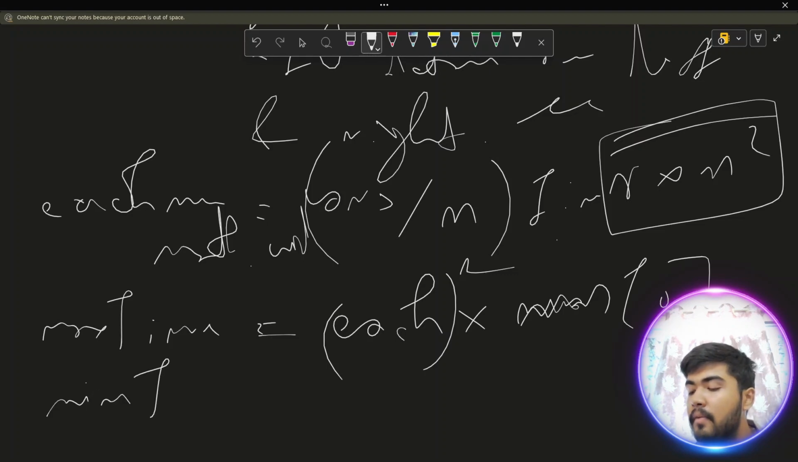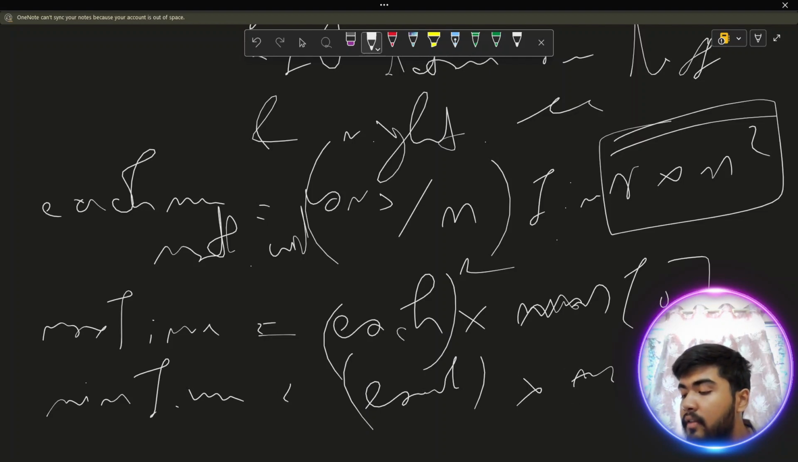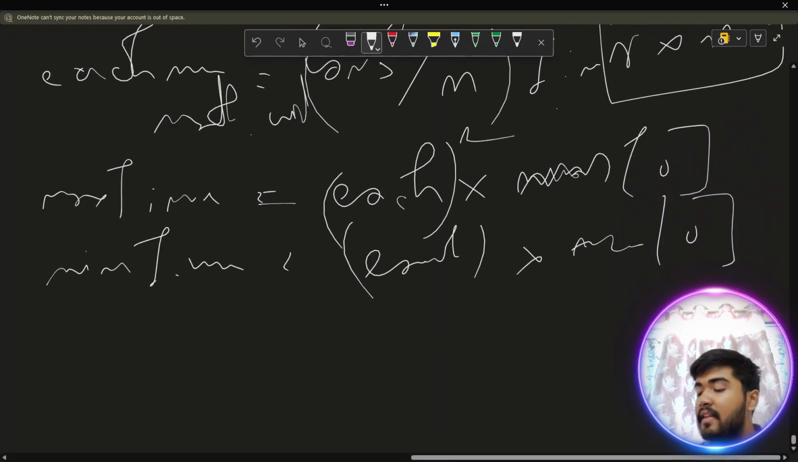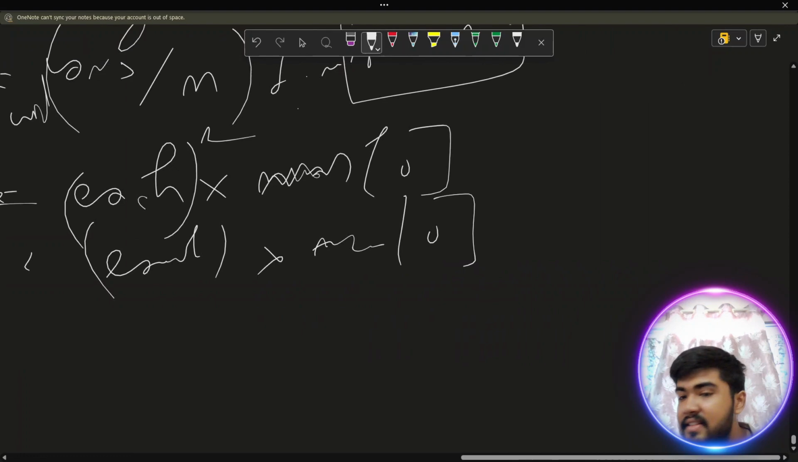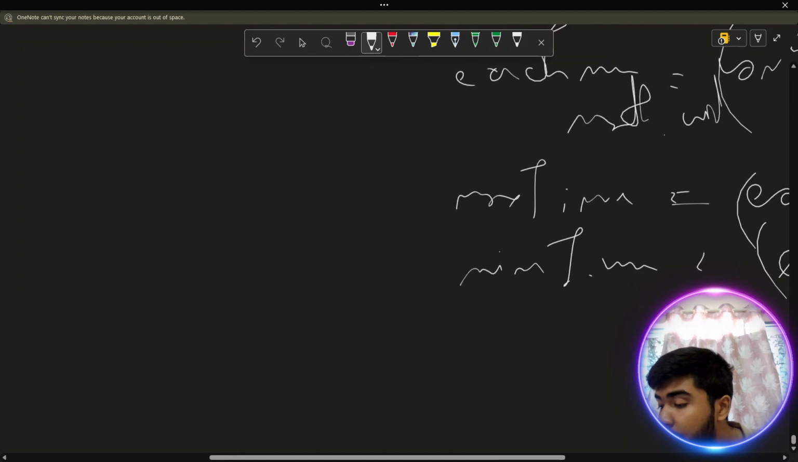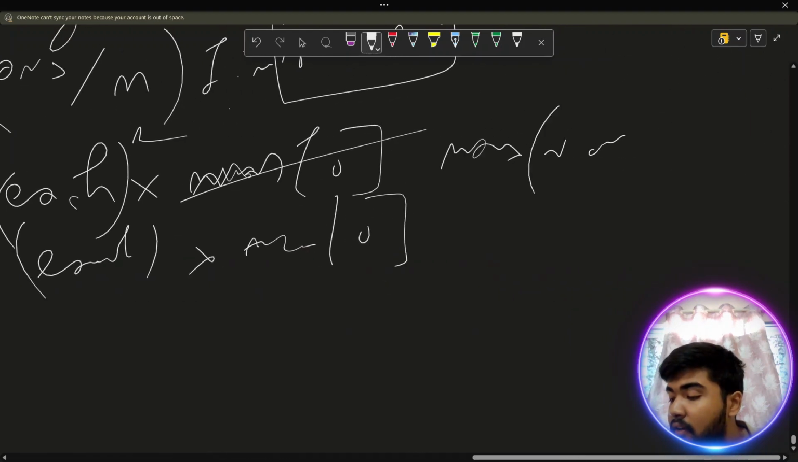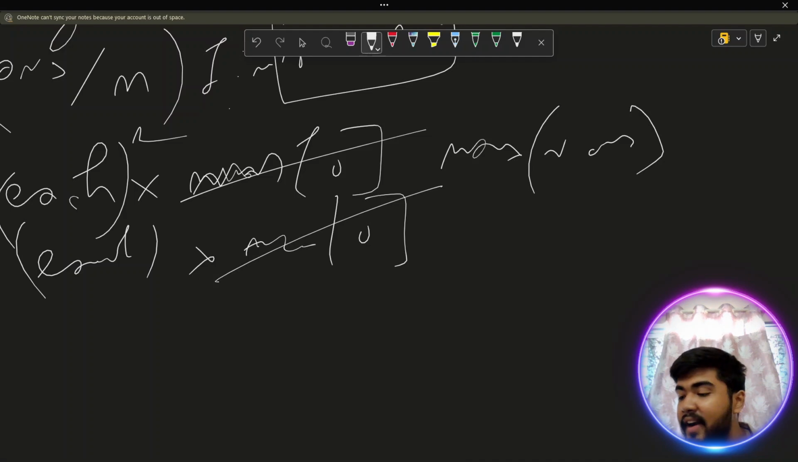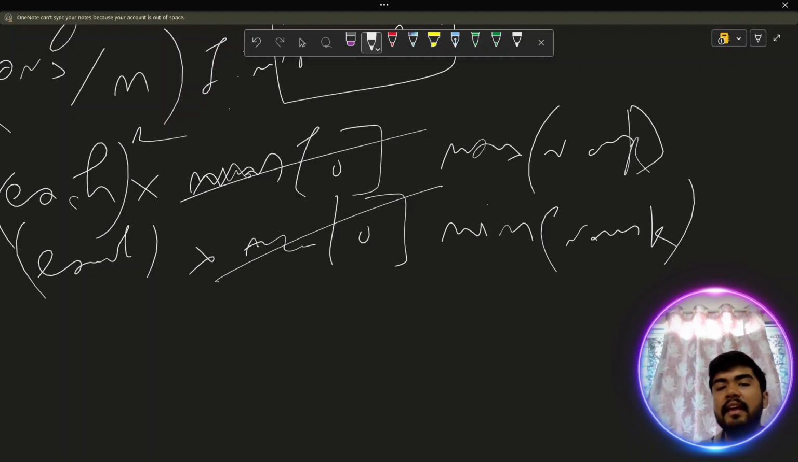What is our min time? Then in that case, each into ranks of 0 again. There is no change. Now just a little tweak. If mechanics have different efficiency, then what is the formula? That is just change ranks of 0 to max of, here I am taking max, right? Okay, so max of ranks. And if everyone has different efficiency, what's the formula for min? Min of ranks. That is for sure. So I think you guys easily get these formulas.